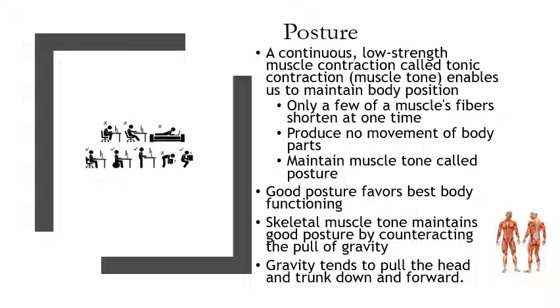Skeletal muscle tone maintains a good posture by contracting and pulling against gravity. It fights against the pull of gravity, and gravity tends to pull the head and the trunk down and forward.